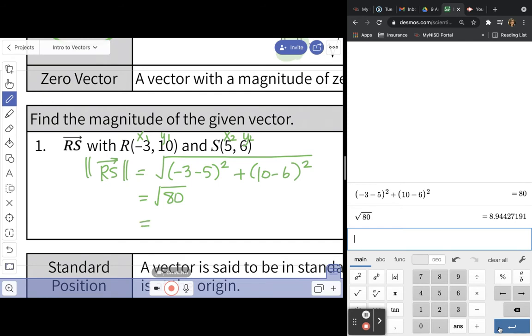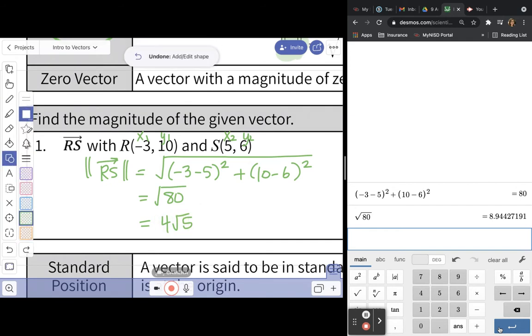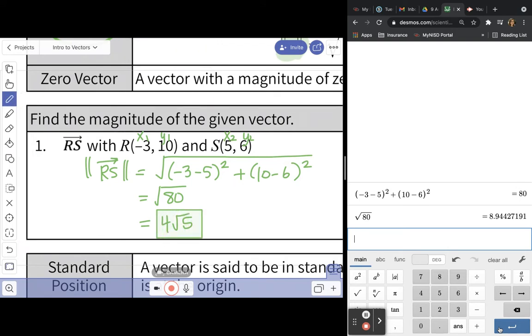80 is 16 times 5. So this would simplify to 4 square roots of 5. So that is the magnitude of the vector. Exactly 4 square roots of 5. And if you just need an estimate, that's roughly 8.9. I'm just getting that from the calculator. Roughly 8.9. So this vector is a little bit less than 9 units long. Just a little tiny bit less.